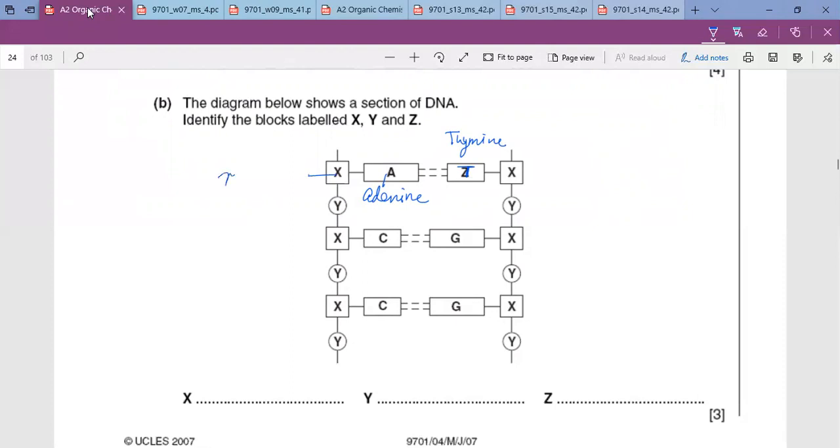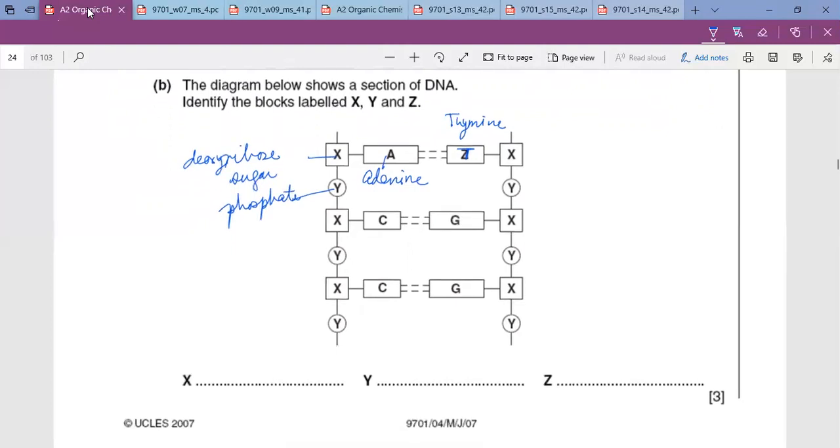So X is your ribose sugar. Sorry, forgot the deoxy: deoxyribose sugar. And what's your Y? The phosphate. That's all you need to do. So this is how you identify the things here. Simple as that, no problem.